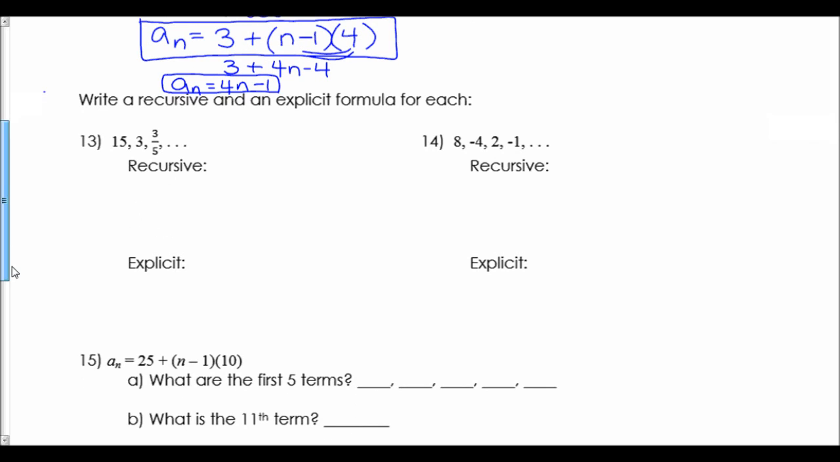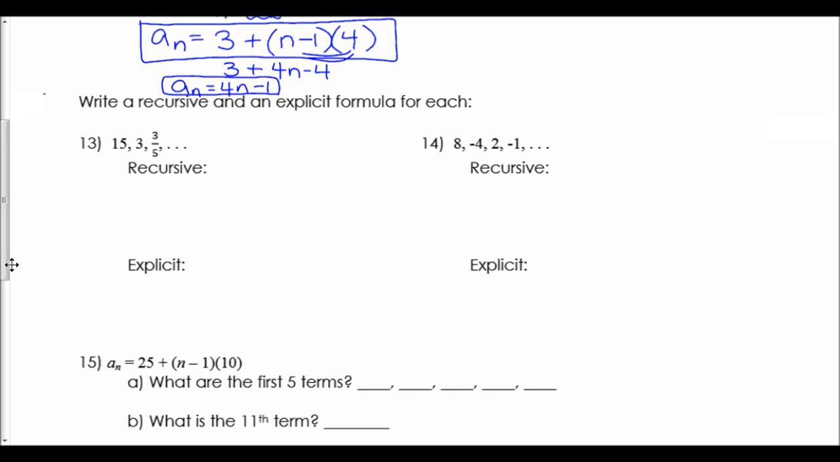Number 13, to write an explicit and a recursive formula. Again, we're going to figure out what is the pattern. Well, this time, every time I multiply by 1/5. So this is geometric with a common ratio of 1/5. On our formula sheet, the formula for recursive was a sub n equals a sub n minus 1 times r.